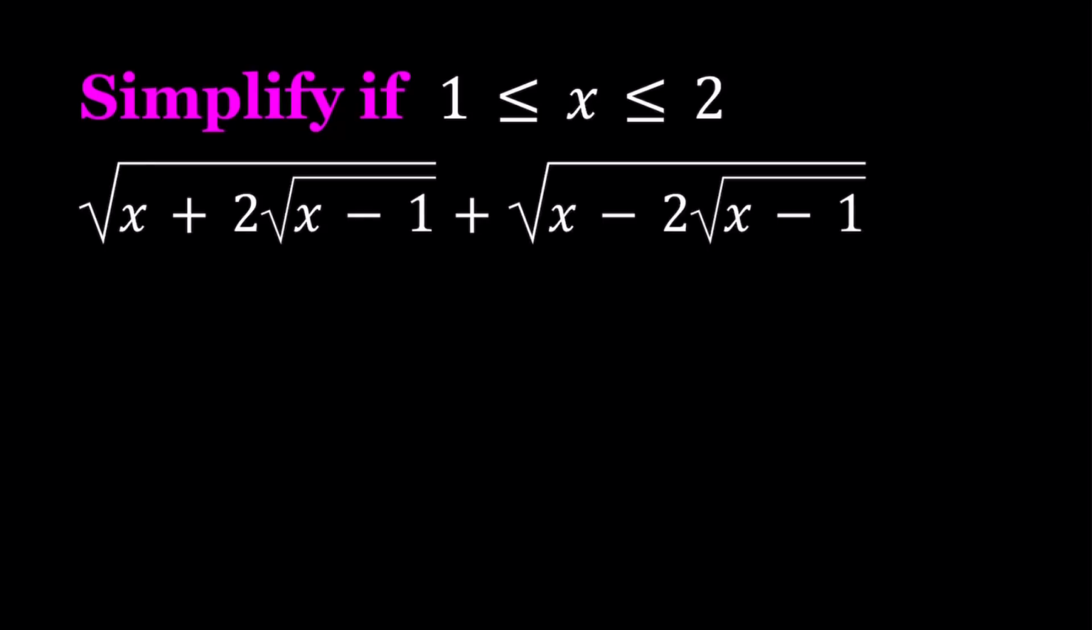Hello everyone. In this video we're going to be simplifying a radical expression. We have the square root of x plus 2 times the square root of x minus 1, plus the square root of x minus 2 times the square root of x minus 1. And x is between 1 and 2 inclusive, and we're going to be simplifying this expression.